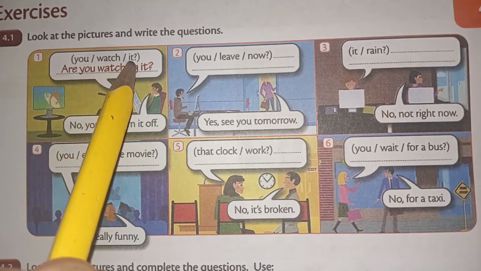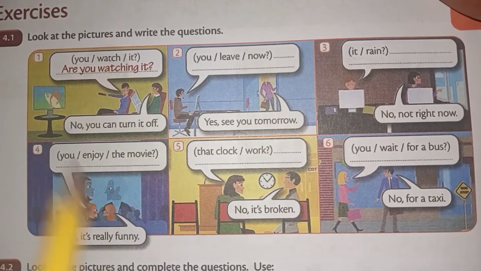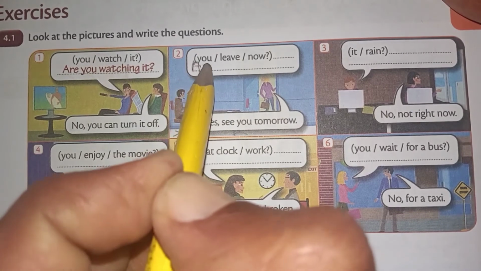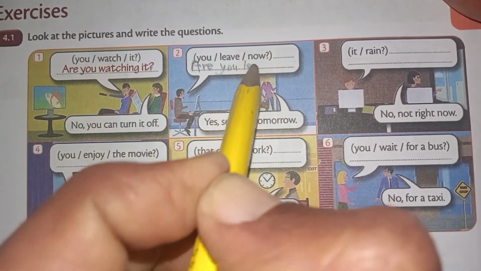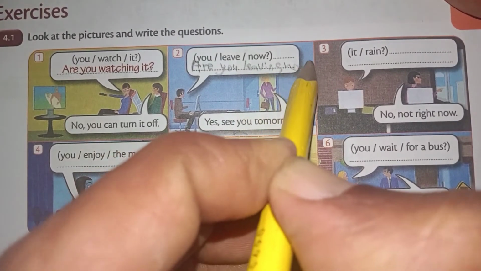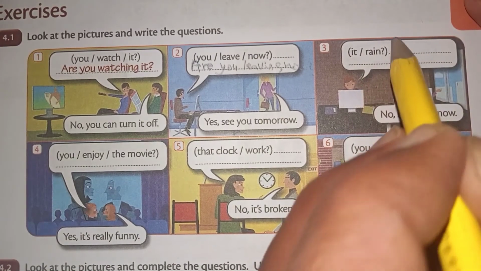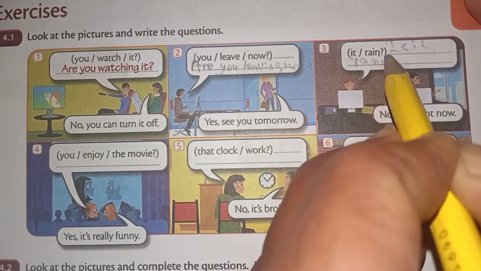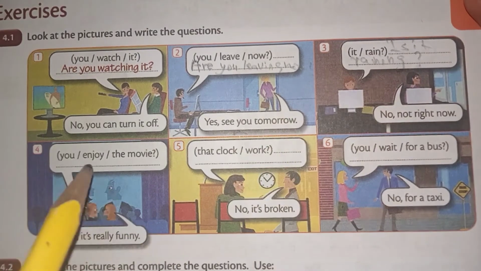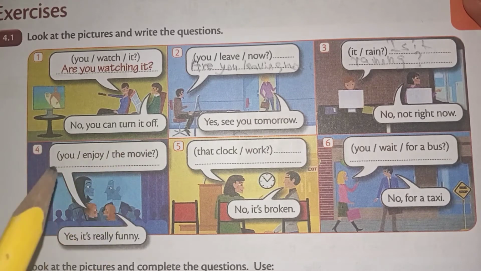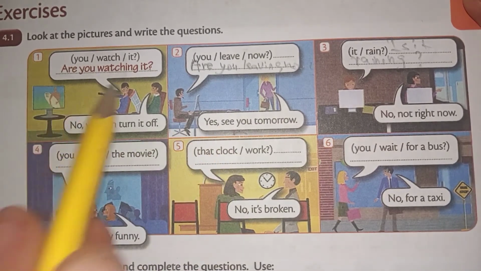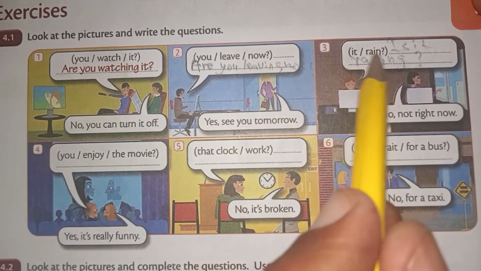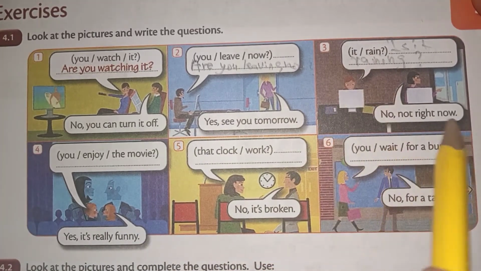You watch it? Question mark. Are you watching it? Now here you can make it. You leave now. Are you leaving now? You have to put a question here. It rain? Is it raining? Question mark here. No, you can turn it off. Yes, see it. Okay. Are you watching it? No, you can turn it off. Are you leaving now? Yes, see you tomorrow. Is it raining now? No, not right now.